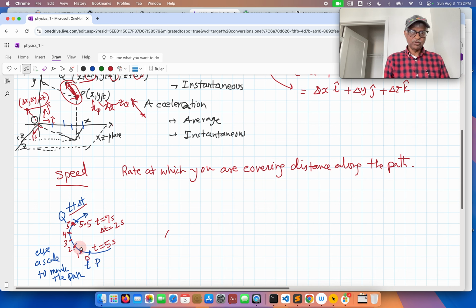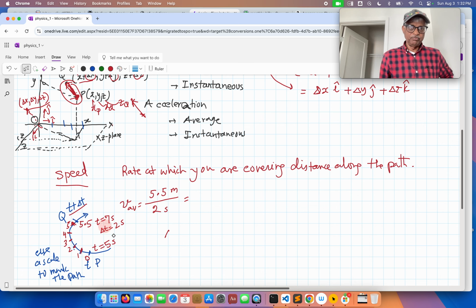how much distance on the trajectory you covered. So you got 5.5 meter you covered on the trajectory, divided by, it took you 2 seconds. So this average speed, we can call it average speed, and no arrow or anything, because the direction is changing. There's no arrow for the speed. Okay, so it's just, we call it, a scalar quantity.